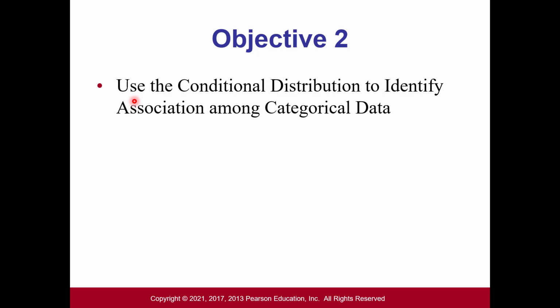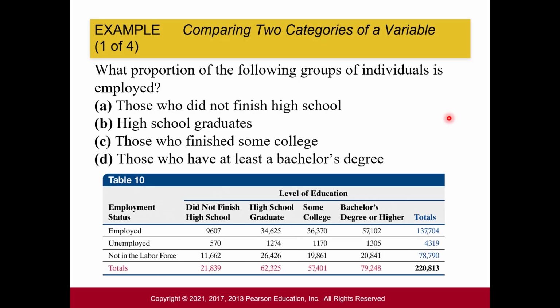All right, next we're going to use the conditional distribution to identify association among categorical data. What proportion of the following groups of individuals is employed? A, those who did not finish high school. B, high school graduates. C, those who finished some college. And D, those who have at least a bachelor's degree.